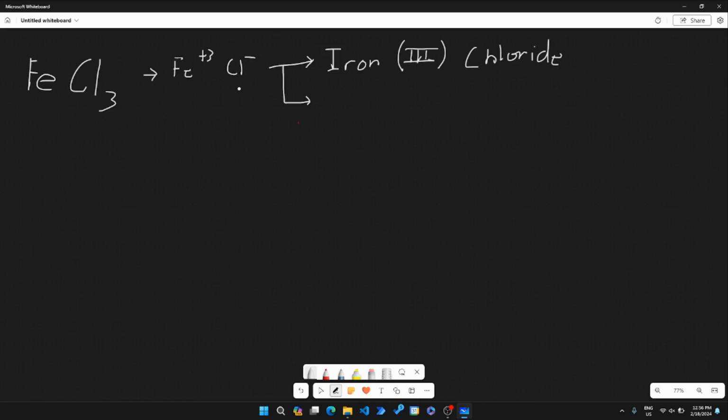And then it works the other way as well. So remember, iron 3 is the higher cation that iron forms. So this is ferric. Ferric and then chloride. And all of these work the same way. And these two are the same name for this one element.